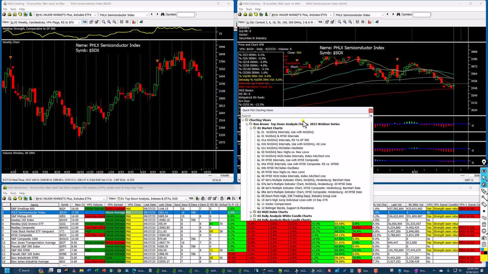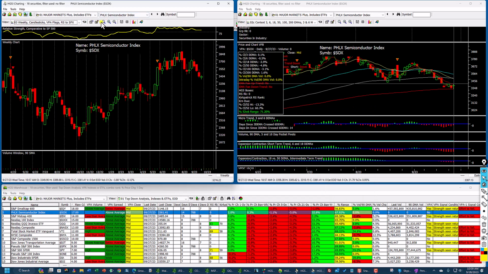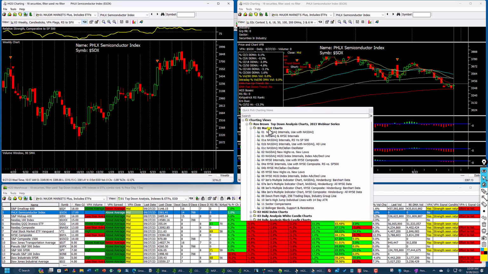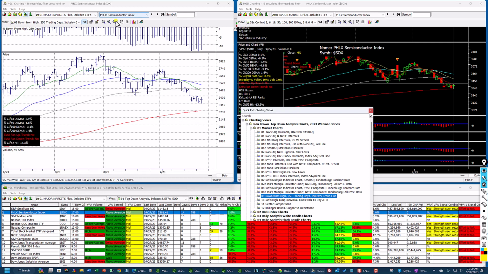Another way you can look at this is to open your quick pick on your charts, and you can go to market charts up here, open that up, and you scroll down to the number 9 chart, down from the high. And here's a percent down from the high over the last 250 days. And if you look right here, let me bring up this number right here. It gives you the same number, down 13.3%.